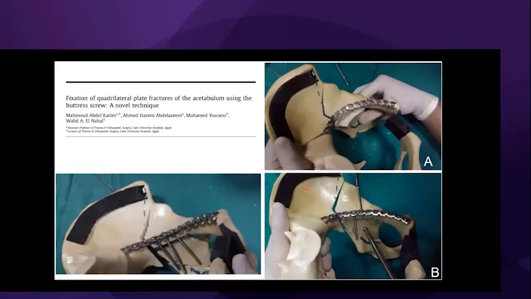The medial fragment can be reduced by two techniques, either the quadrilateral plate, or this novel technique presented by Professor Mahmoud Abdelkarim 5 years ago, using 4.5 millimeter cortical screws acting as buttress screws. These are screws through the plate outside the bone to reduce the medial fragment. Actually, this is a very nice tool, a very cheap tool. The quadrilateral plate is very expensive. You can use these for the quadrilateral plate fractures, reducing it.